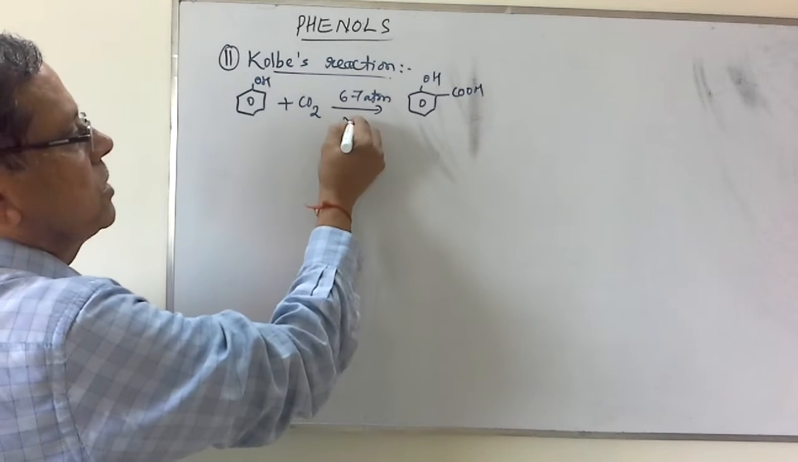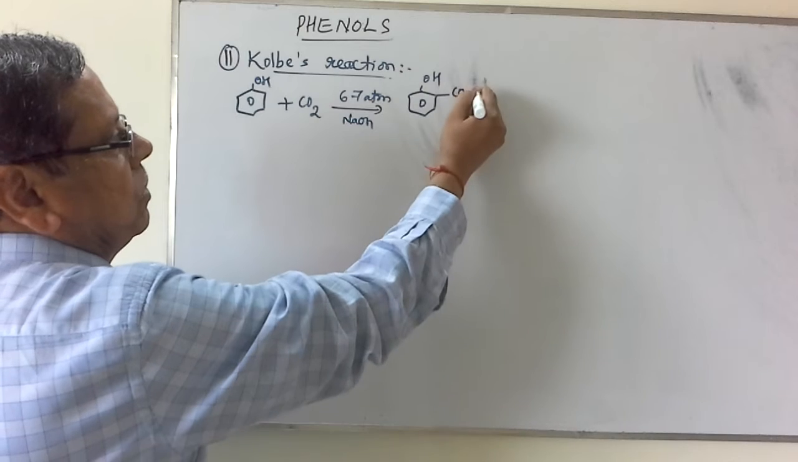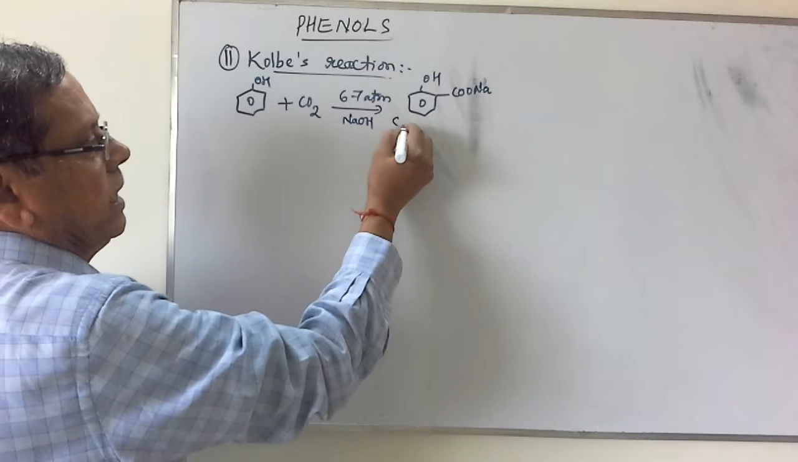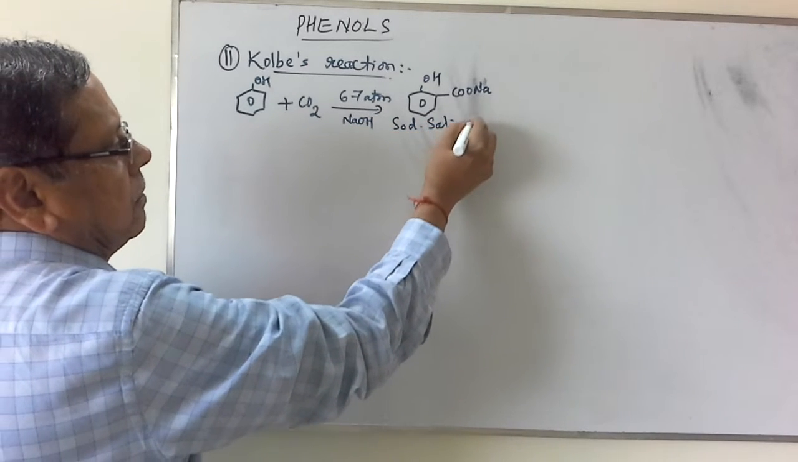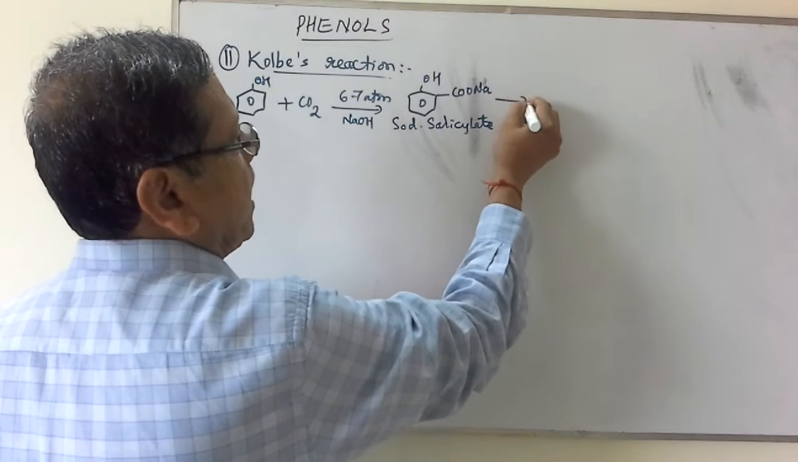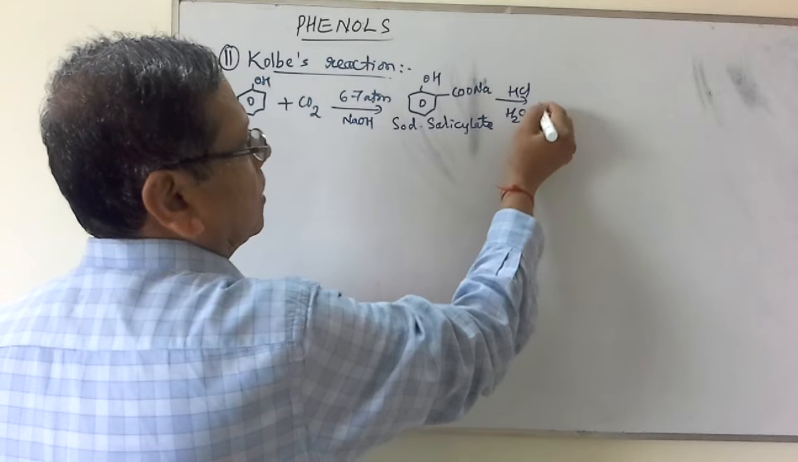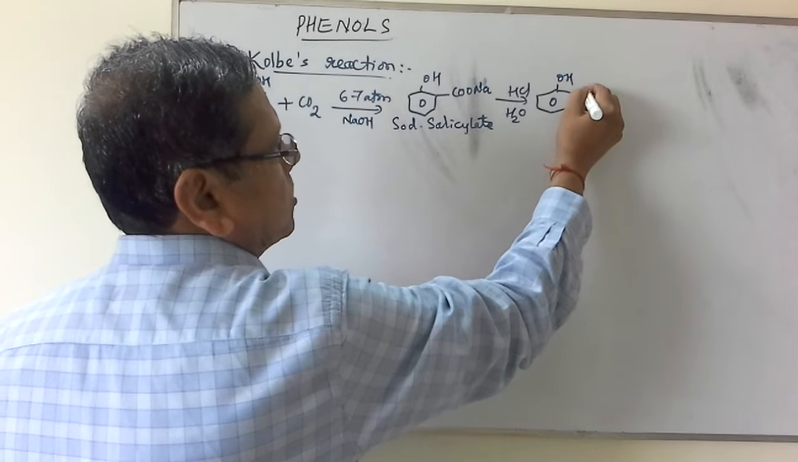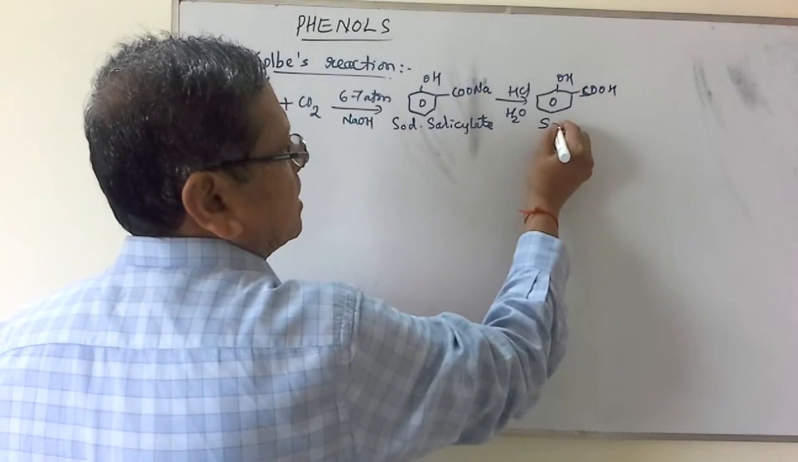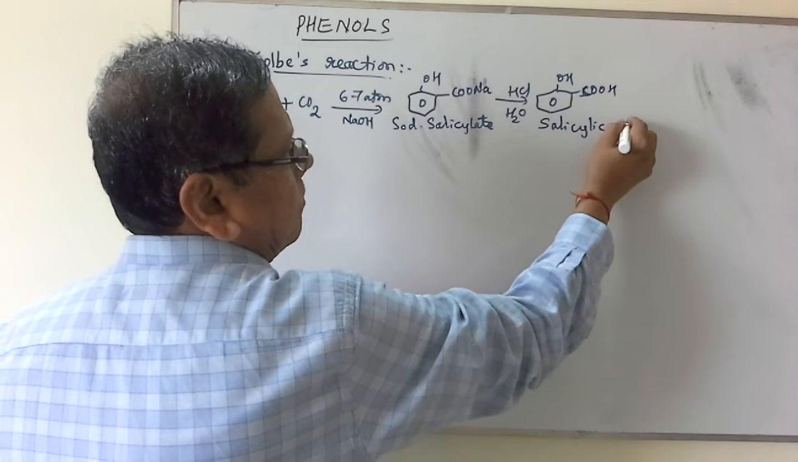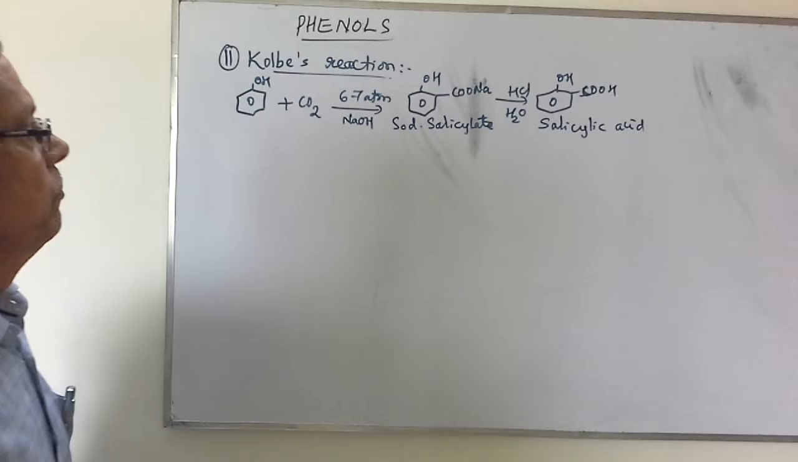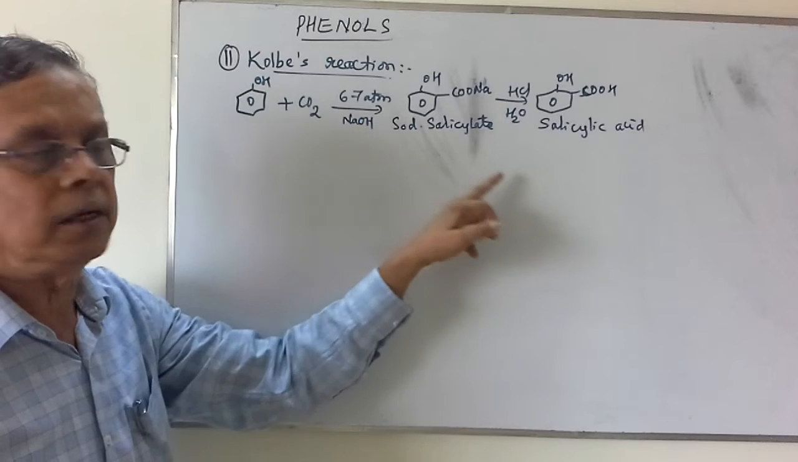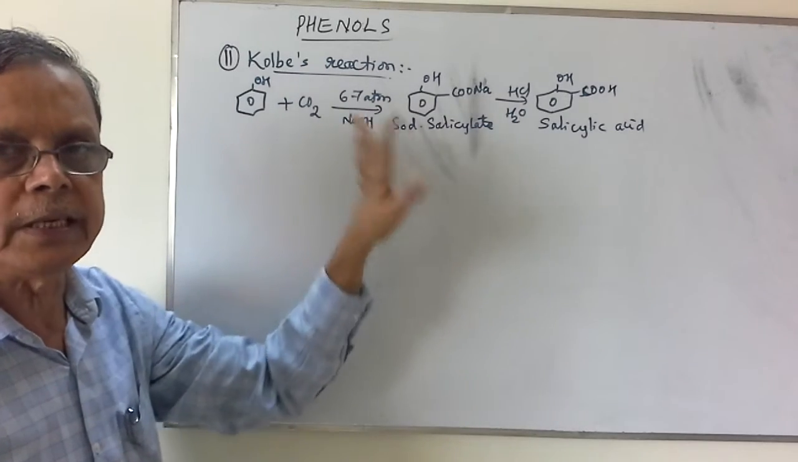Actually, the reaction is carried out in sodium hydroxide medium, so it will first give rise to sodium salicylate. This sodium salicylate is then subjected to hydrolysis by adding HCl in water. It gives rise to salicylic acid, COOH. So, conversion of phenol to salicylic acid by passing carbon dioxide at 6 to 7 atmosphere followed by acidification is named as the Kolbe's reaction.